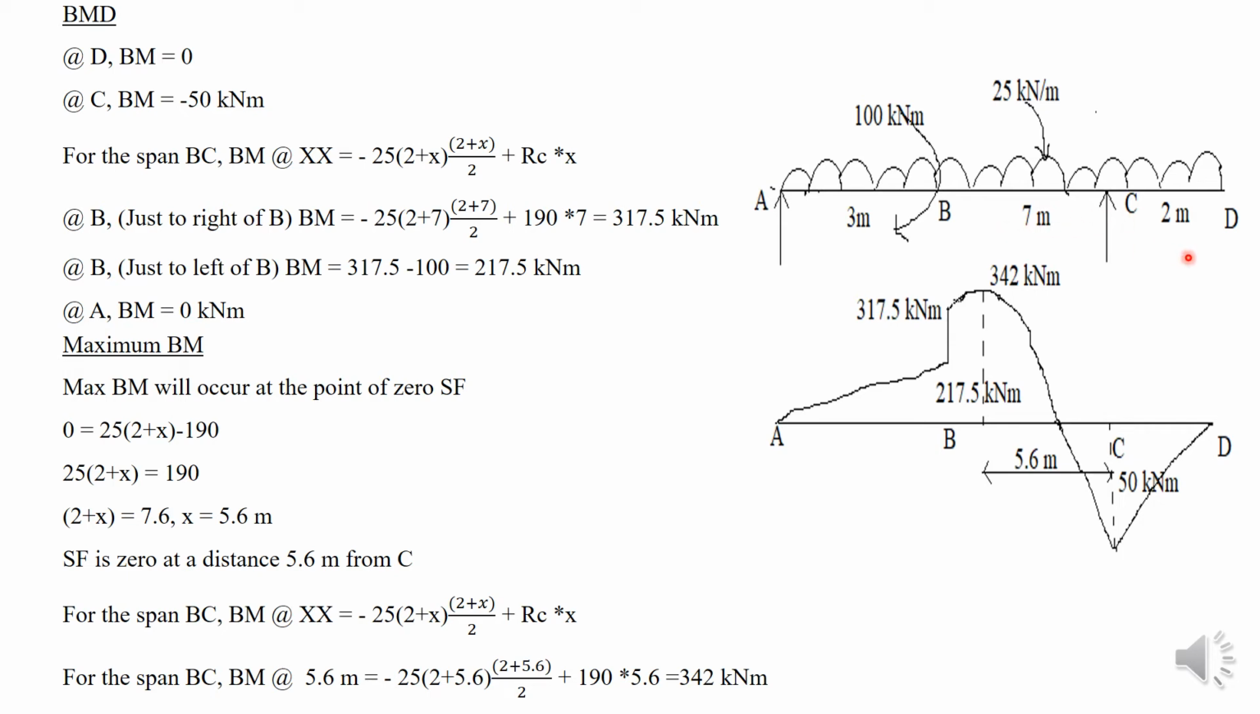Take the equation for bending moment at a distance x from C, and substitute x equal to 5.6 in that equation. This is the equation for bending moment at x for span BC, and substituting x equal to 5.6 you will get the value of bending moment as 342 kilonewton meter. So you can mark here that at 5.6 meters from C we have the maximum value of bending moment, which is 342 kilonewton meter.